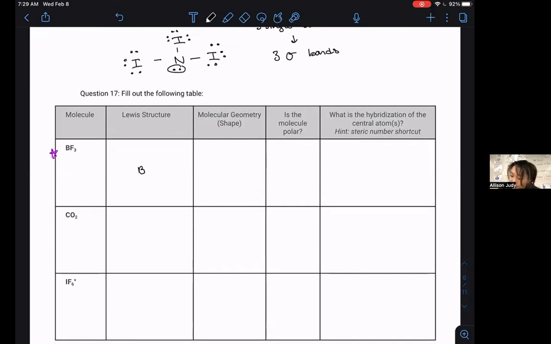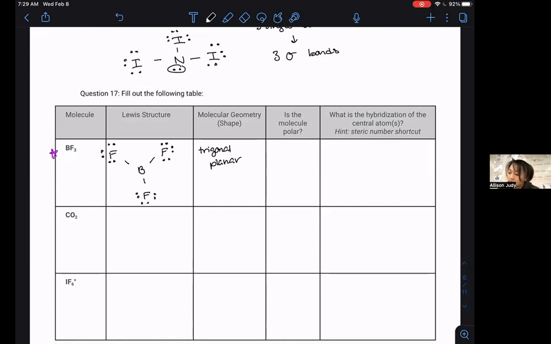Now remember, B is unique because it's one of those less than an octet, incomplete octet, and okay with it elements. Okay, B likes 4 or 6. It's totally fine. And so what we get here is this Lewis structure. We would call this shape trigonal planar. And remember, you do need to memorize all the molecular geometries, all the way down to trigonal bipyramidal and the lone pair adjustments as well.